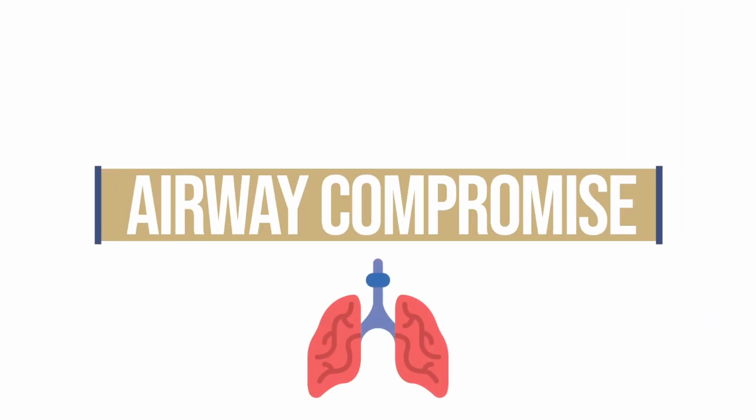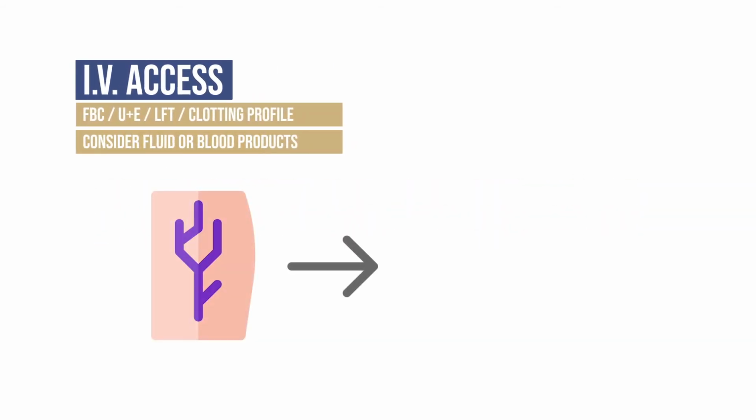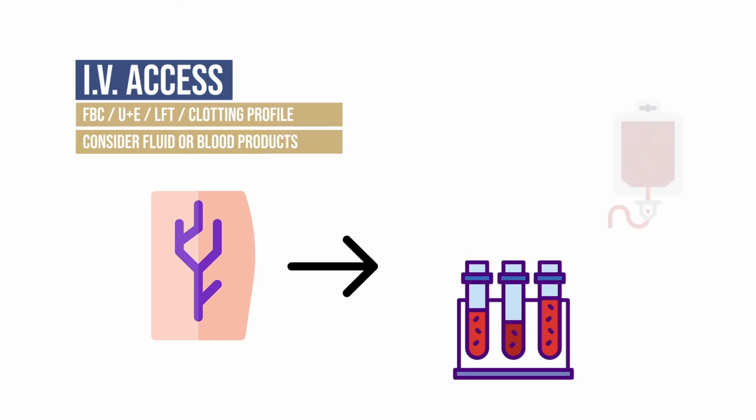Airway compromise and breathing difficulties arise with traumatic epistaxis, but also with posterior bleeding. It is important to achieve good IV access in the emergency department before admitting to the ward, as the patient will require samples for a full blood count, urea and electrolytes, liver function tests, and a clotting profile. It may also be necessary to give fluid resuscitation plus or minus blood products.